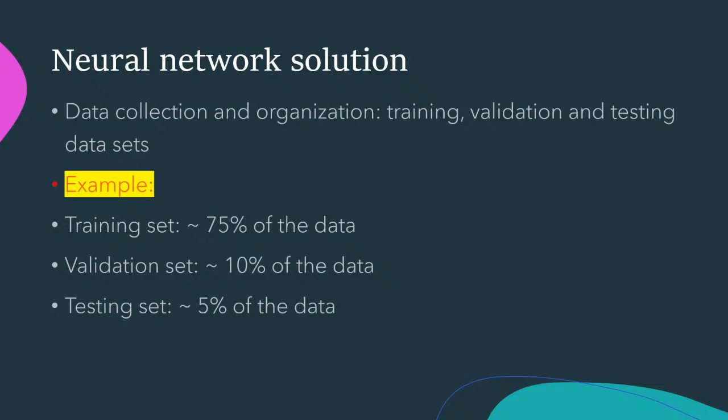In this neural network solution, to get the solution for your required problem, you need to train the data. You collected the data, right? So you need a training set, that means 75% of the data you need to train. Then you use 10% of the data as the validation set. Then you can go to the further step, the testing set. Then you will achieve the exact solution here.